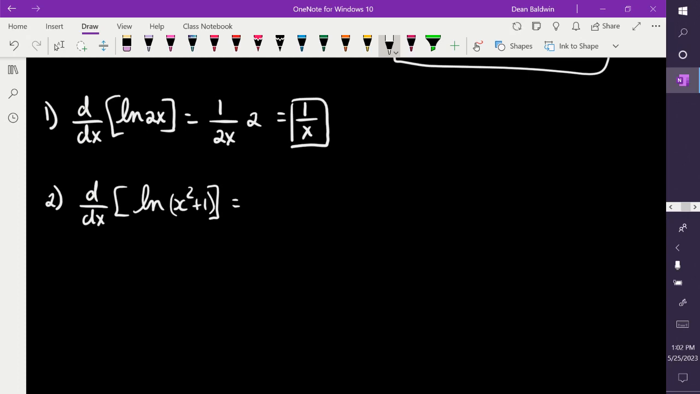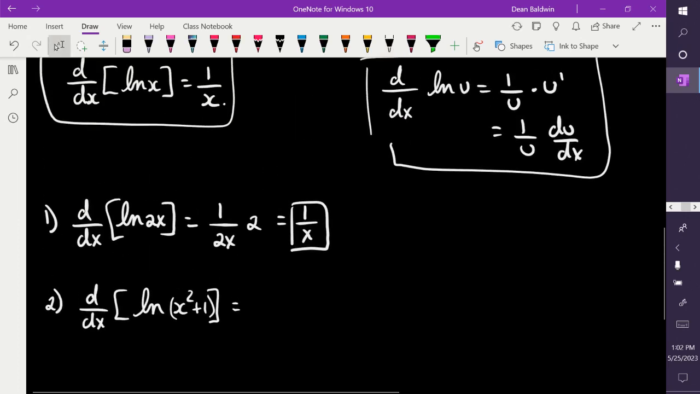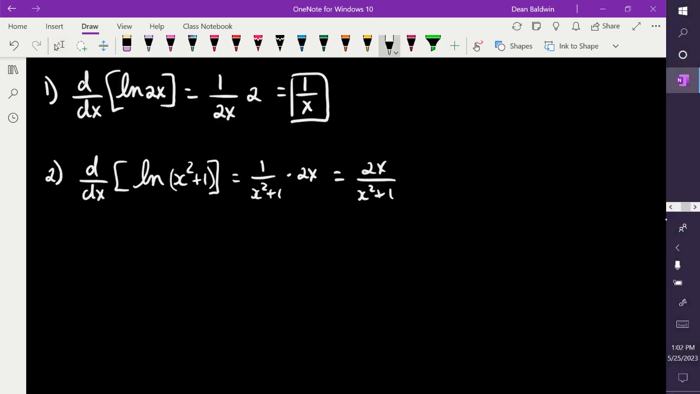So the derivative of the natural log of x squared plus 1. You take whatever's inside the natural log and you put it in the denominator, right? That is this bit, 1 over u. So it's 1 over x squared plus 1. But I have to remember to use the chain rule, so I multiply by the derivative of x squared plus 1, which is 2x. And you're done. I would just write it as 2x over x squared plus 1. That's it.